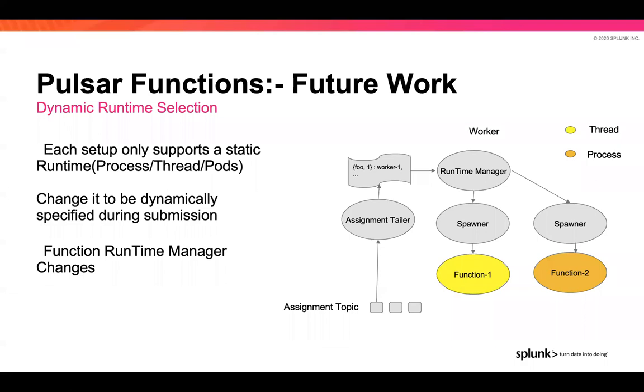So if you run it as a thread and it starts having resource contention, you can spin it up to a process. And if it becomes bigger than that, you can run it as a Kubernetes pod as well. That's something that's currently in work that allows you to dynamically specify that in your function configuration. So again, when you deploy it, along with all those other configurations, you could specify, hey, run this as a thread, hey, run this as a process.